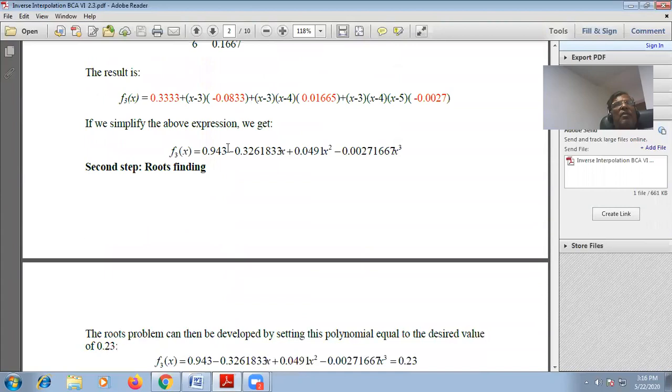So students, I hope you have understood what is the meaning of inverse interpolation.